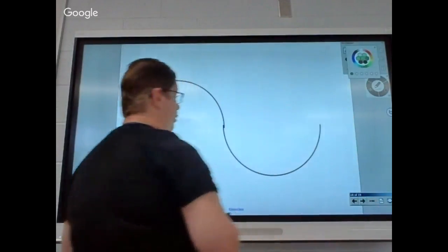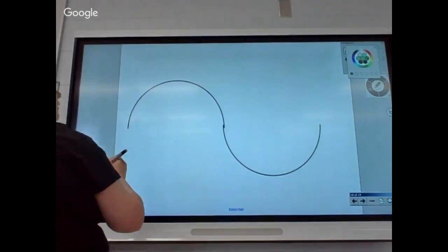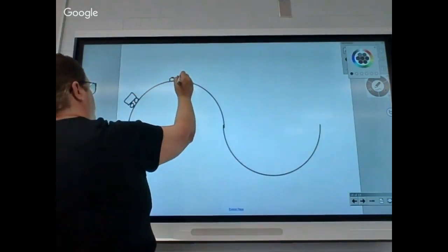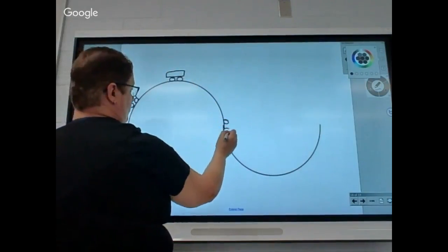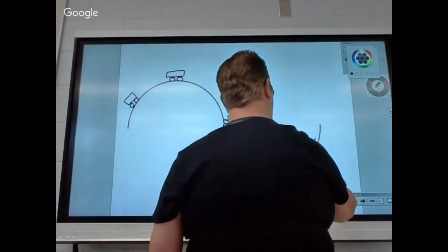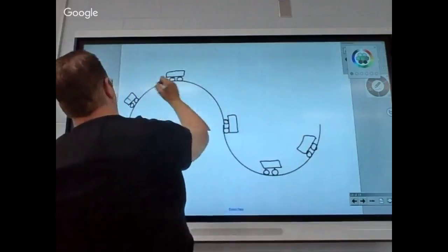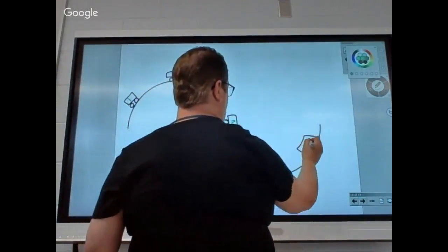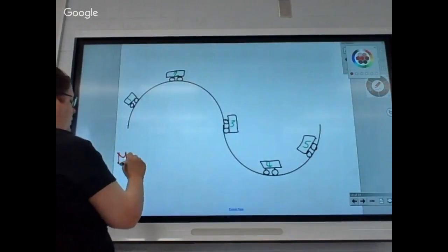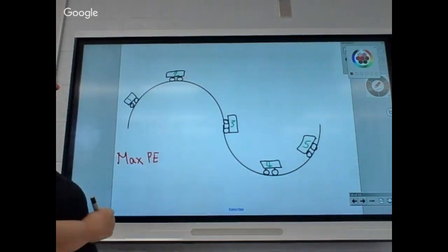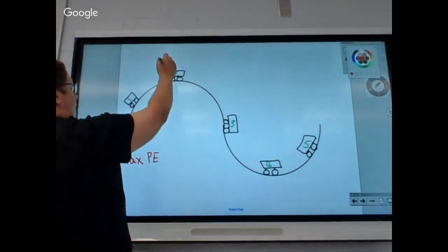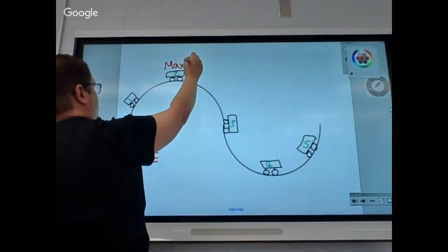Now, if we look at a roller coaster, let's say that I draw some ugly little cars on the track. We put some numbers on them. 1, 2, 3, 4, 5. And again, we want to identify the maximum potential energy. Where would the greatest potential energy be? Well, where's the greatest height? The greatest height is at the top. So the maximum potential energy is there.